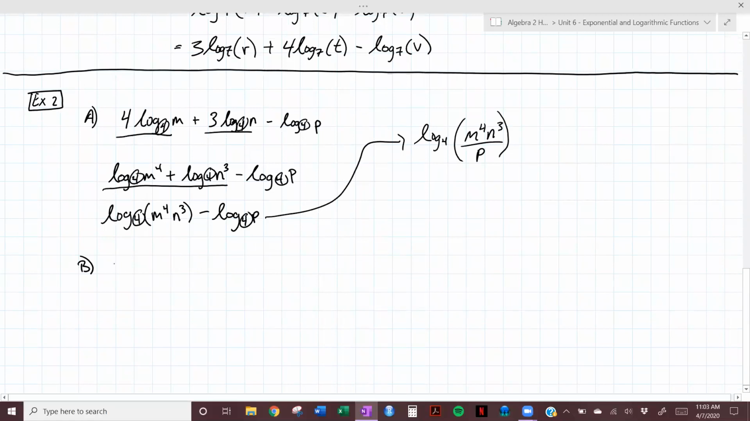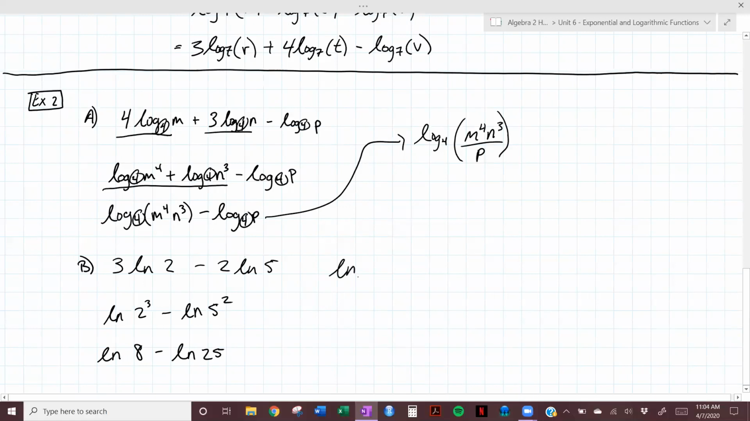So we have 3 times the natural log of 2 minus 2 times the natural log of 5. So this becomes the natural log of 2 cubed minus the natural log of 5 squared, which becomes the natural log of 8 minus the natural log of 25, which then becomes the natural log of 8 divided by 25. Okay? So that's how you do that one.